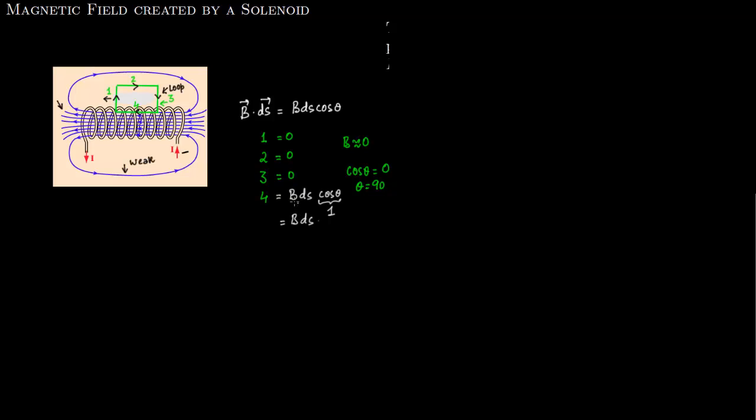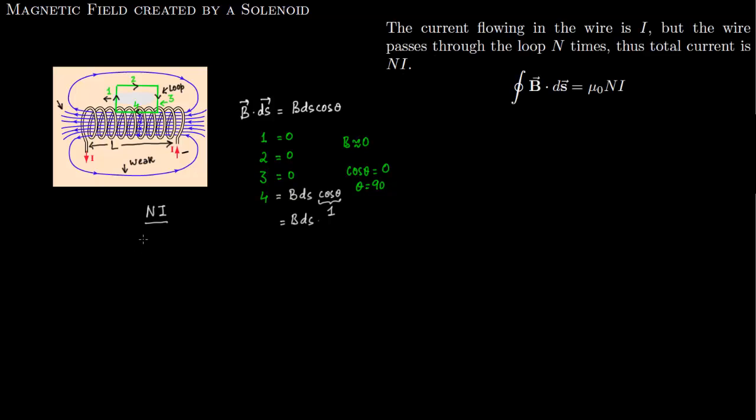Now let the total length of this entire solenoid be L. If the current through the wire is I, then the total current passing through this length L is N times I, where N is the number of loops. That is the amount of current flowing because you are looping the wire over. So let us write this down. If the current flowing in the wire is I and the wire passes through the loop N times, the total current is NI. So you use Ampere's law, but instead of current, you use the total current here.